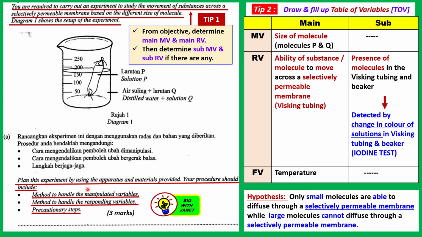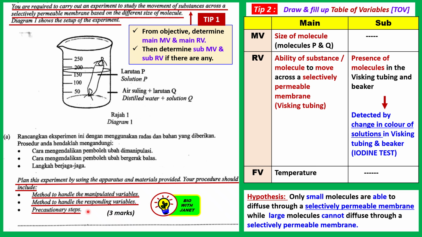Okay, so plan this experiment by using the apparatus and materials provided. Your procedure should include method to handle the MV, method to handle the RV, and precautionary steps. These 3 will get you 3 marks. So you must mention how you handle the MV, the RV, and the precaution. For every experiment, you have to find out how to handle MV, RV, and what are the precautionary steps. 1 precautionary step is enough.